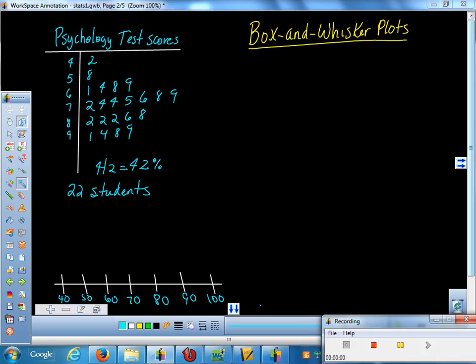that were created by 22 students. You'll notice the low score was a 42 and the high was a 99. We want to create a box and whisker plot out of this data.